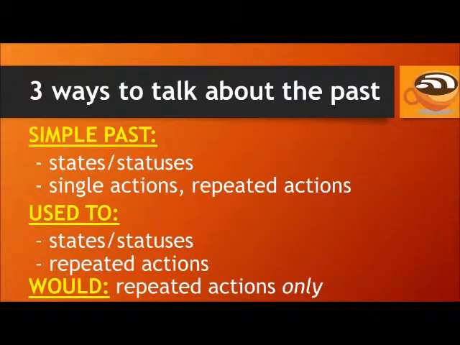Let's review the 3 ways to talk about the past we learned in this lesson. You can use the simple past in 3 different ways: for states or statuses in the past, for single actions in the past, or for repeated actions in the past. You can use used to in 2 ways. Use used to for states or statuses in the past which are not true today, and use used to for repeated actions in the past, again, which are not true today. We can use the word would to talk about repeated actions in the past only.